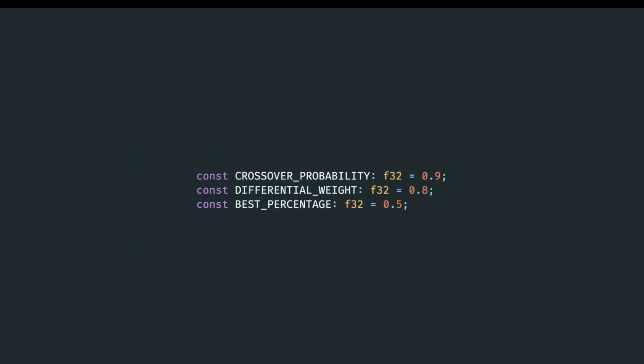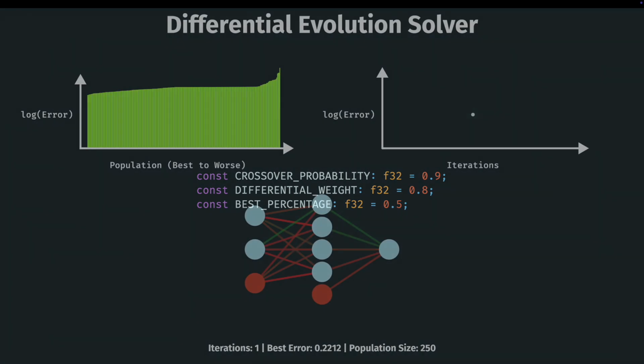The constants that we use in our differential evolution solver are as follows. The crossover probability is set to 0.9, the differential weight is set to 0.8, and the best percentage is set to 0.5.